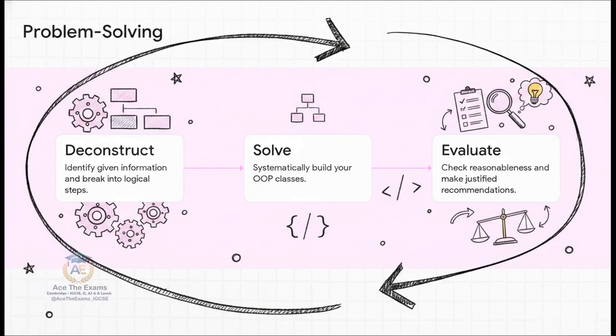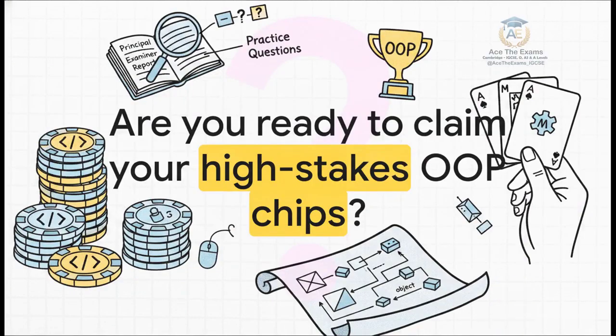If you implement this 3-rule system involving command word decoding, the Peel framework application, and strict time management, you are executing the perfect deconstruct, solve, and evaluate strategy. So here is my final question for you. Are you ready to apply the MethodMark strategy and claim your high-stakes OOP chips?